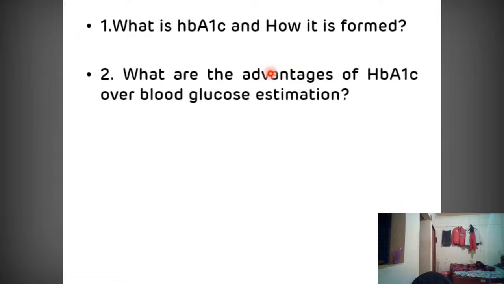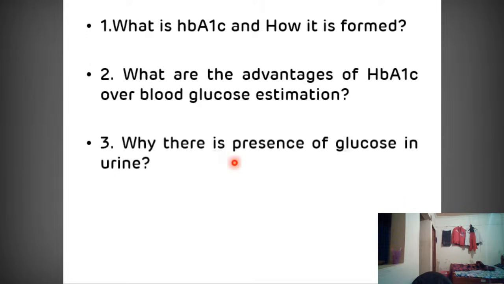The second question is, what are the advantages of HbA1c over blood glucose estimation? It was already discussed in the previous case that HbA1c gives the average blood glucose value for around 10 to 12 weeks. It is more stable as compared to blood glucose estimation. There is no requirement of fasting for HbA1c. Then in HbA1c, there is low intra-individual variability. So these are the various advantages of HbA1c over blood glucose estimation.